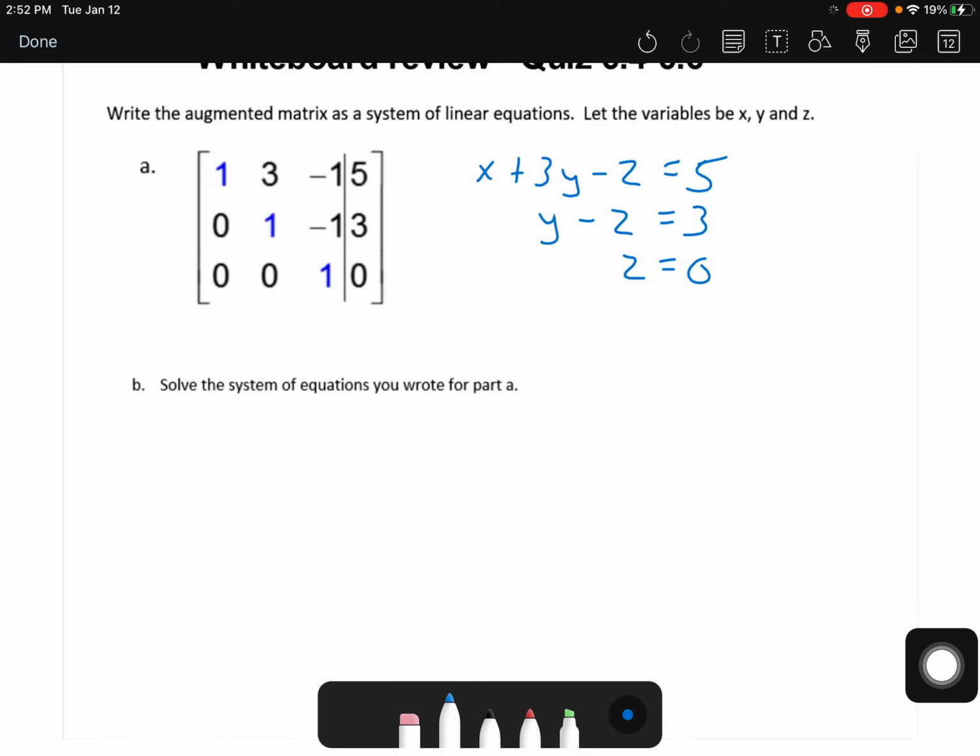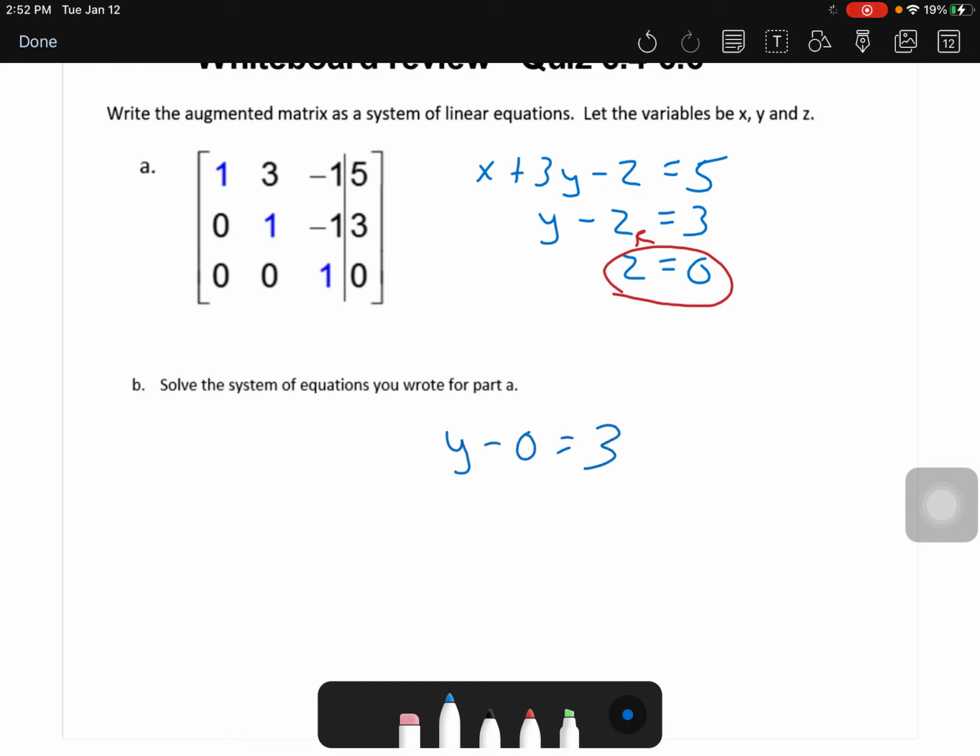And for part B it says to solve that system. So when we solve this system, we see that this was in what we call row echelon form. And the bottom row gives us one of the solutions. So now we just have to use backward substitution. So we're going to take z equals 0 and plug that into this middle equation. And so that's going to give me y minus 0 equals 3. So that just tells me that y equals 3.